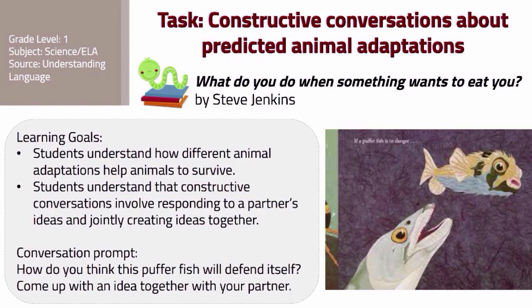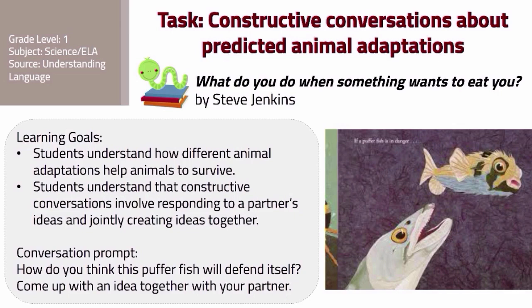The purpose of this integrated lesson is for pairs of first grade students to engage in constructive conversations about predicted animal adaptations. Leading up to this lesson, the class had been engrossed in a unit of study about animal adaptations for nearly 2 weeks and had previously read a portion of the featured text, "What Do You Do When Something Wants to Eat You?" by Steve Jenkins.